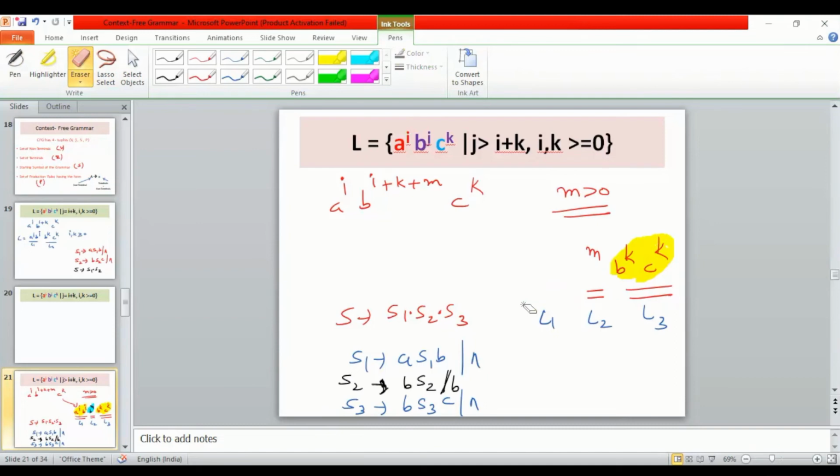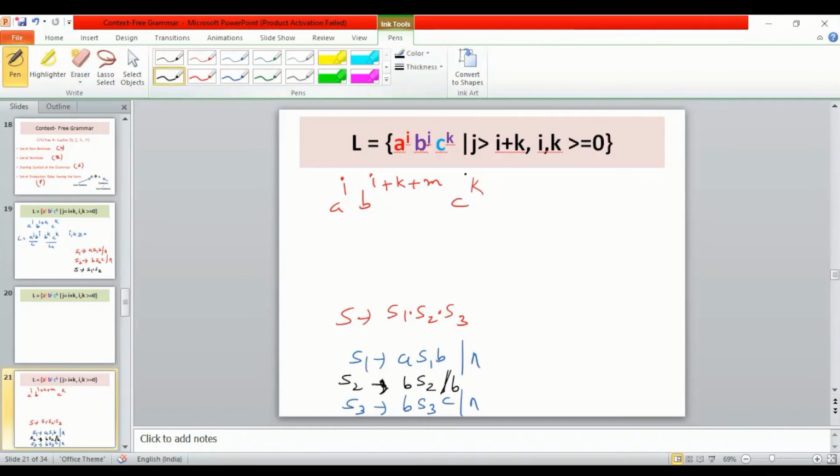So let us consider the string which is possible in this language. Let us take a string as A, B, B, C, C. You can see J should be greater than I plus K. So this is not valid, so we cannot derive that. Definitely we have one B extra.